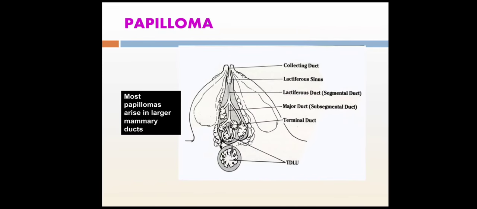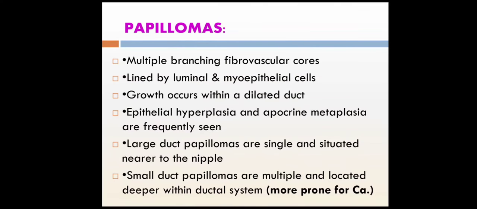Papilloma is another entity involved in proliferative breast disease without atypia. What you're seeing here is a collecting duct, then comes the lactiferous sinus, then the lactiferous duct. All the TDLU units will drain into a subsegmental major duct, and the major duct will lead to the lactiferous ducts, then the lactiferous sinus and collecting duct. Papillomas are nothing but multiple branching fibrovascular cores with epithelial cells. The cores will be lined by luminal and myoepithelial cells, and growth occurs within a dilated duct.